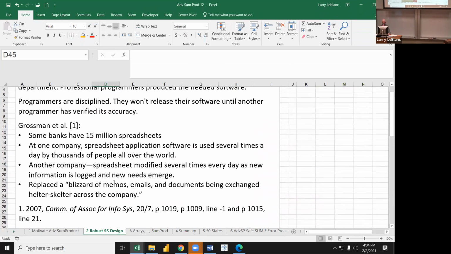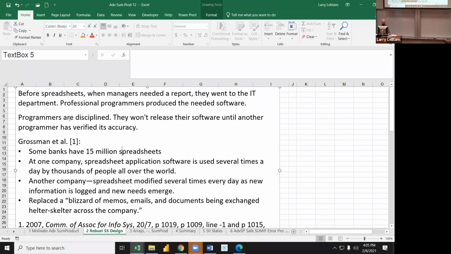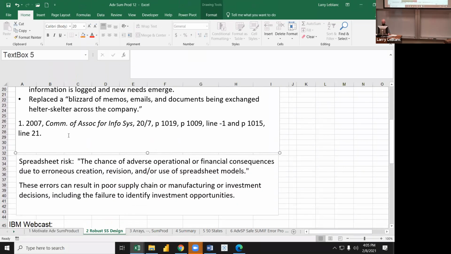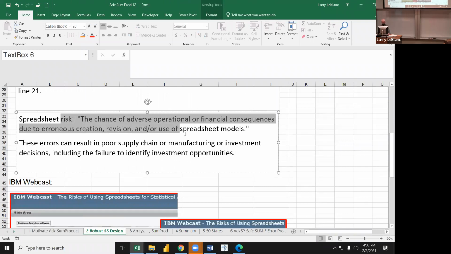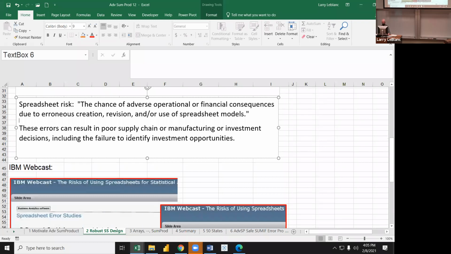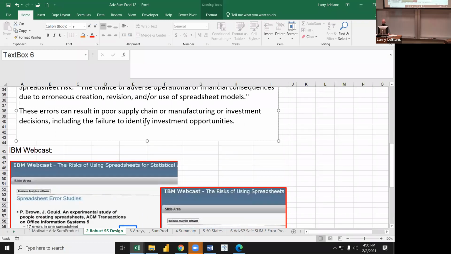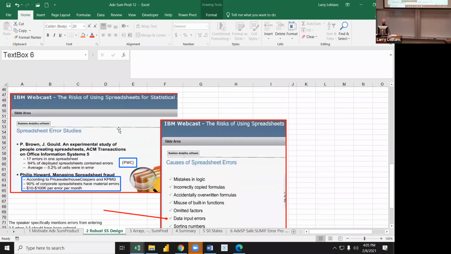Robust design doesn't say a lot. Some banks have 15 million spreadsheets, so if 1/100th of 1% of those are not updated properly, that's a lot of errors. Let me not spend too much time here. Spreadsheet risk, of course, I'll never ask you that on a test. I published a paper on it. The chance of something bad happening operationally or financially or in marketing due to the erroneous creation of spreadsheets, revision, or use can result in poor decisions, including failure to identify good solutions.